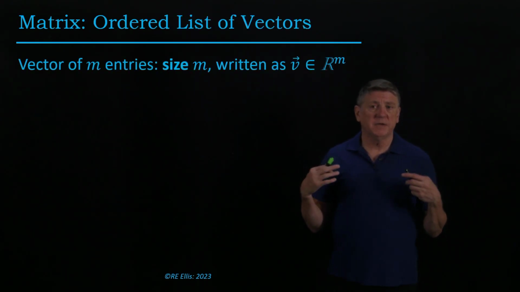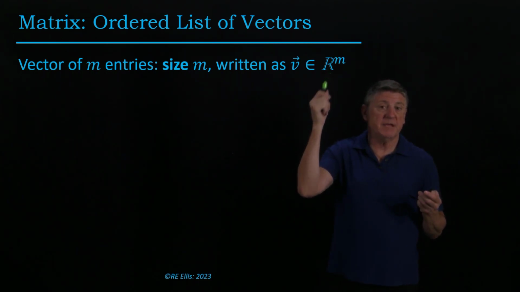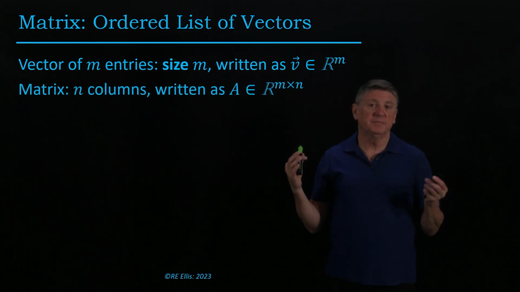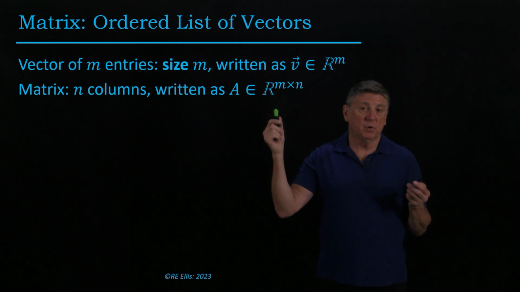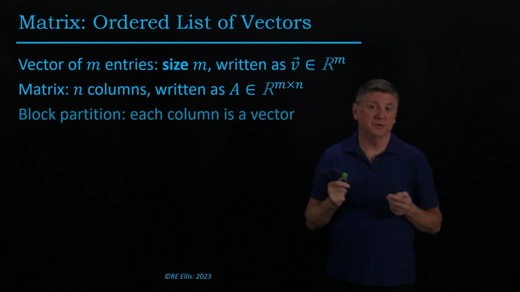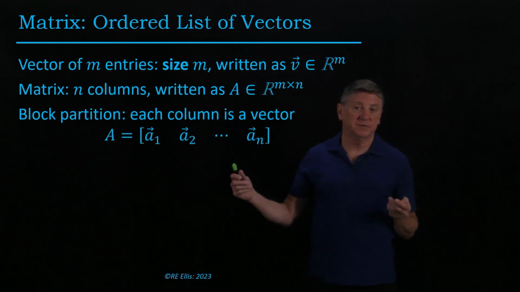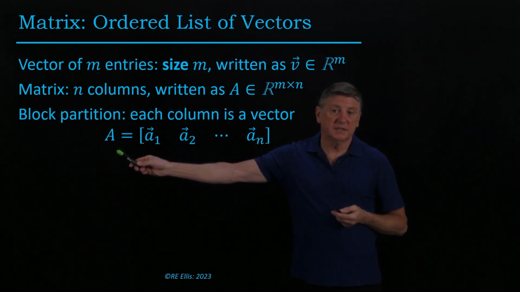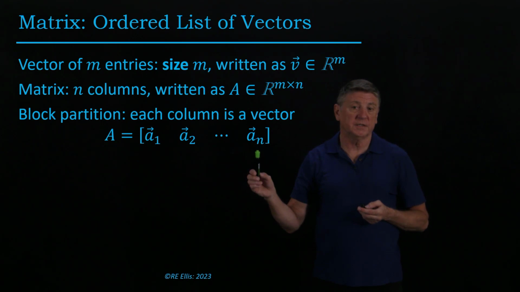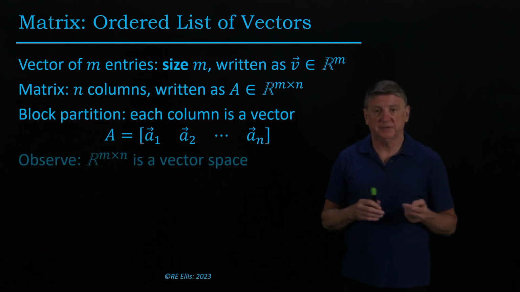So to us, a matrix is an ordered list of vectors. Suppose we have vectors that have m entries, size m, and a matrix we'll think of as having m rows and n columns. So we'll think of this as having n vectors in it. And our block partition will be that each column of the matrix is a vector. So here we can say that the matrix A is the vector A1, the vector A2, and so on until we've described all n of the vectors that comprise this matrix.